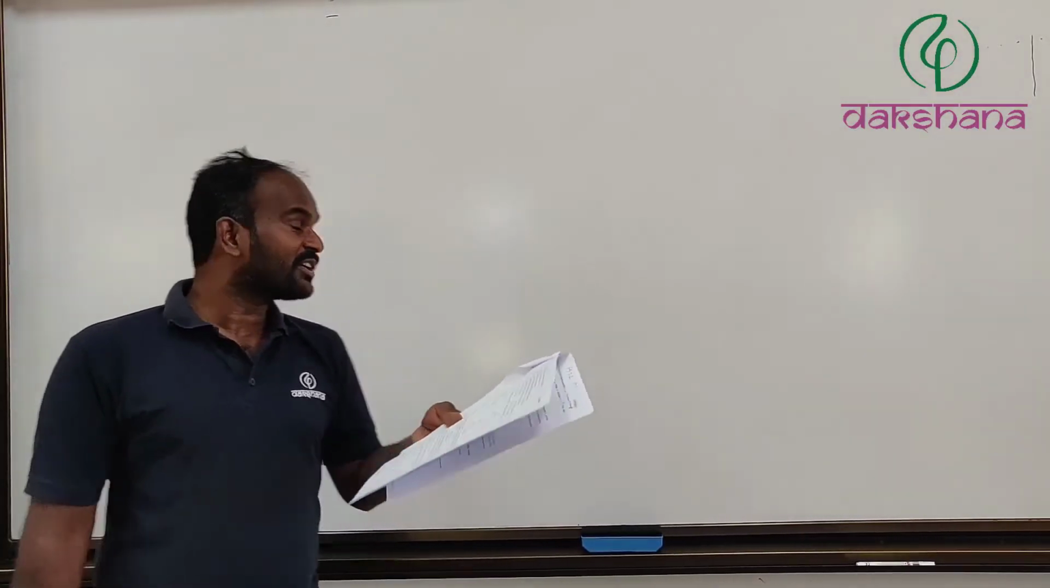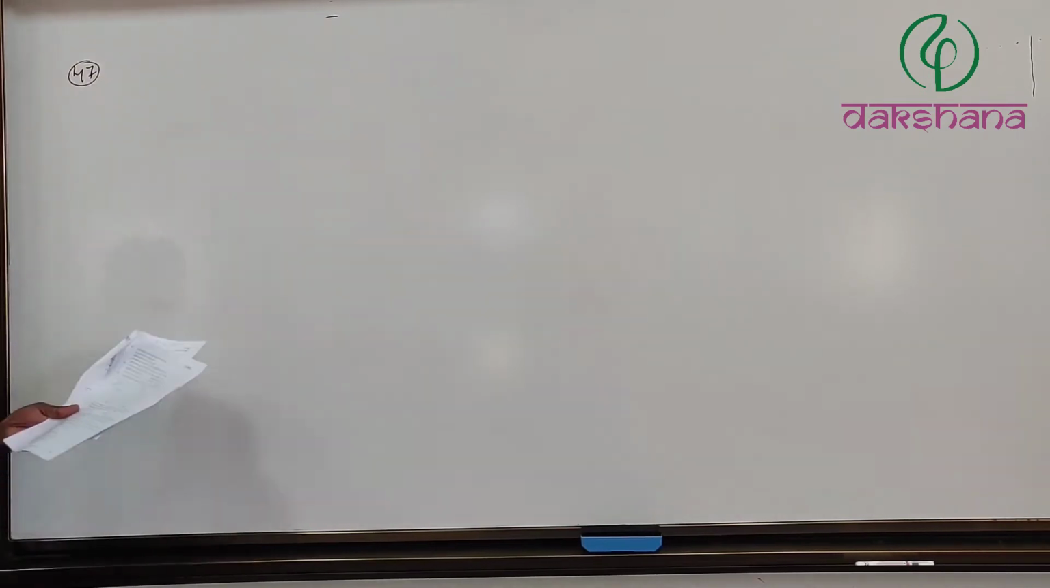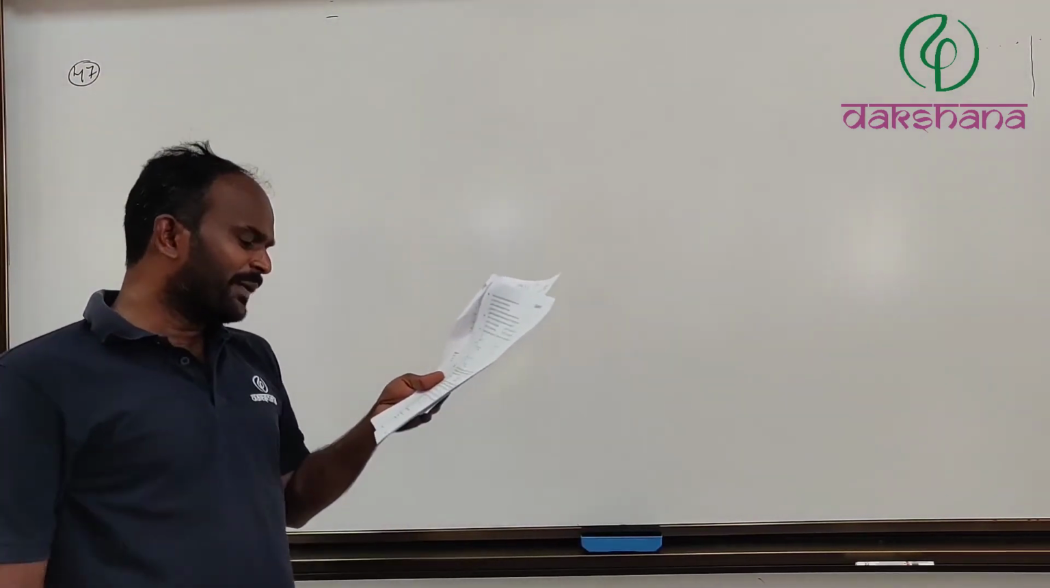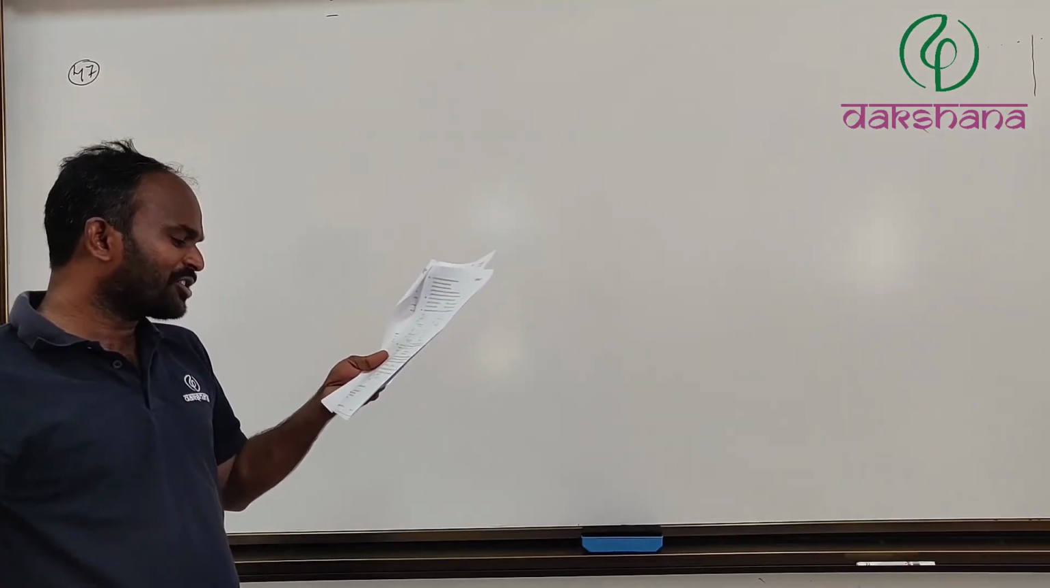Next question, question number 47. A buffer solution can be prepared by mixing, first one, potassium chloride and potassium hydroxide.